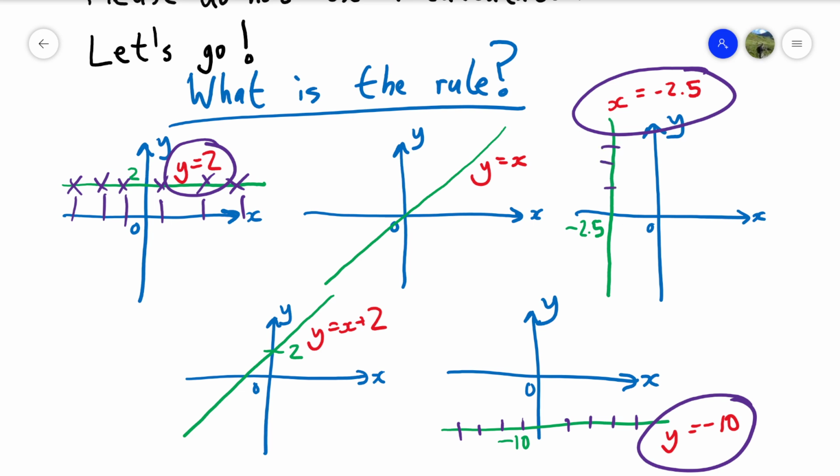Similar argument here. Oh look, the y values are different, but the x value is always the same, and here the x value is minus 2.5, because it doesn't have to be a whole number, doesn't have to be positive, it could be anything. I mean, that could have been minus 7/10, and then the answer is minus 7/10. Could be anything. Or it could have been minus pi, so then the answer is minus pi. Anyway. Right.